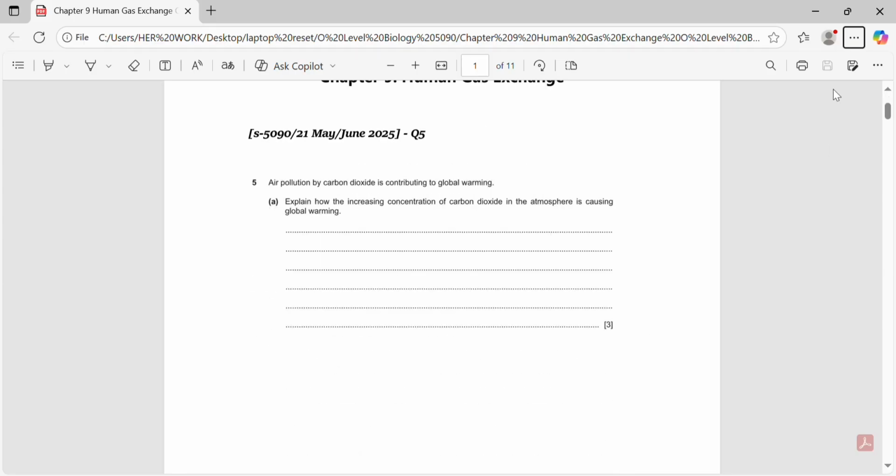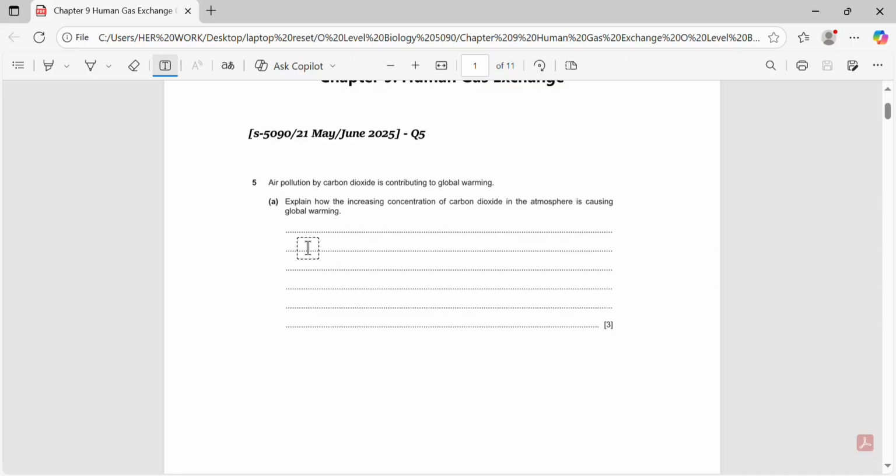We'll begin with a theory-based paper 2 question. The question says, air pollution by carbon dioxide is contributing to global warming. Then they ask us to explain how the increasing concentration of carbon dioxide in the atmosphere is causing global warming. Now, we'll answer this question by explaining the greenhouse effect step by step, starting with the fact that carbon dioxide is a greenhouse gas, then mentioning how sunlight enters the atmosphere, and finally describing how heat is trapped by carbon dioxide, preventing it from escaping into space and thus causing global warming.